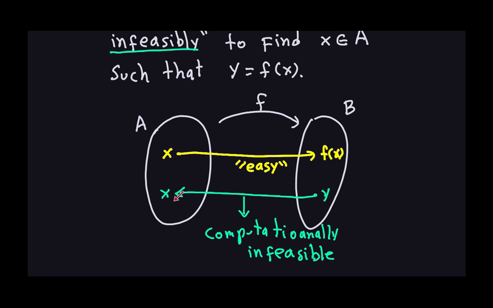to go back. Now, this definition does not require that the function is a bijection or one-to-one. So finding this x, you might have many x's here, but that's okay. You don't have to be a bijection to be a one-way function. The only requirement is that this thing here happens.